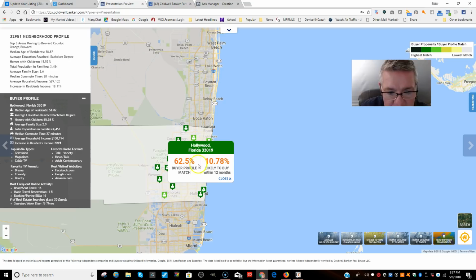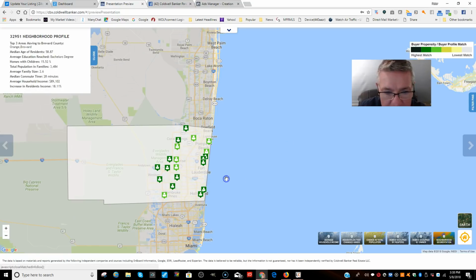So we used to have just the buyer match profile down here. We now have another one, which is here, 10.78%. So that's telling me in the next 12 months, nearly 11% of the people in this zip code are actually going to buy another house. So that's pretty good. If it was 2%, it's all right. 10% is very good.